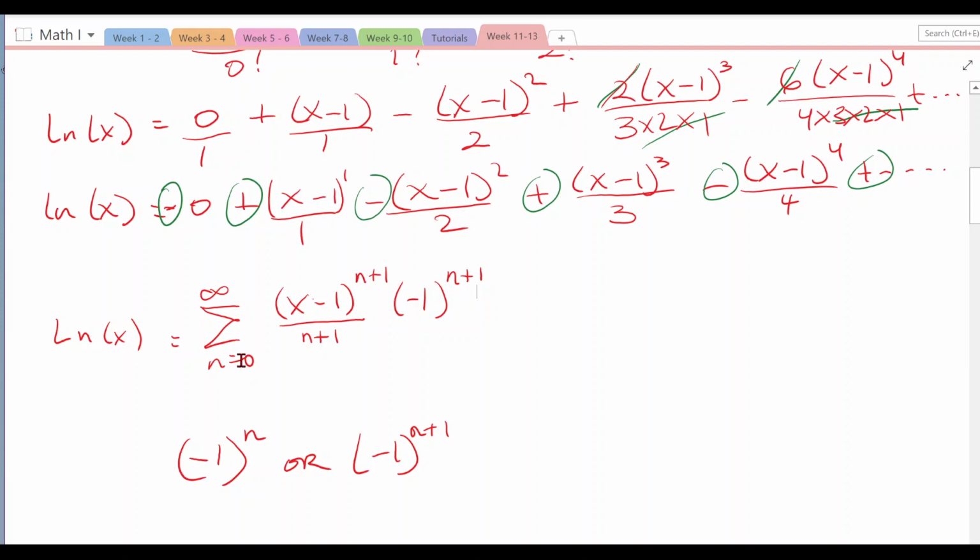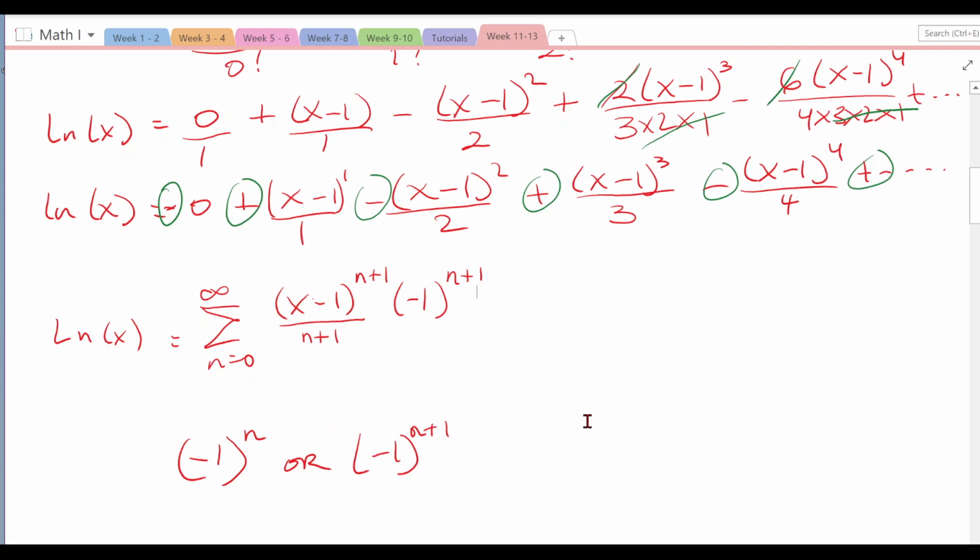So for the first term, if you put 0, negative 1 to the power of 0 is positive, so negative 1 will be negative. And then for the second term here, x minus 1, if you put 1, then it becomes 1 plus 1 is 2, negative 1 to the power of 2 is positive. So the sign is positive. And then when it is the third term, 2 plus 1, the sign is negative. And then for number 4, the sign is negative in there, like that.